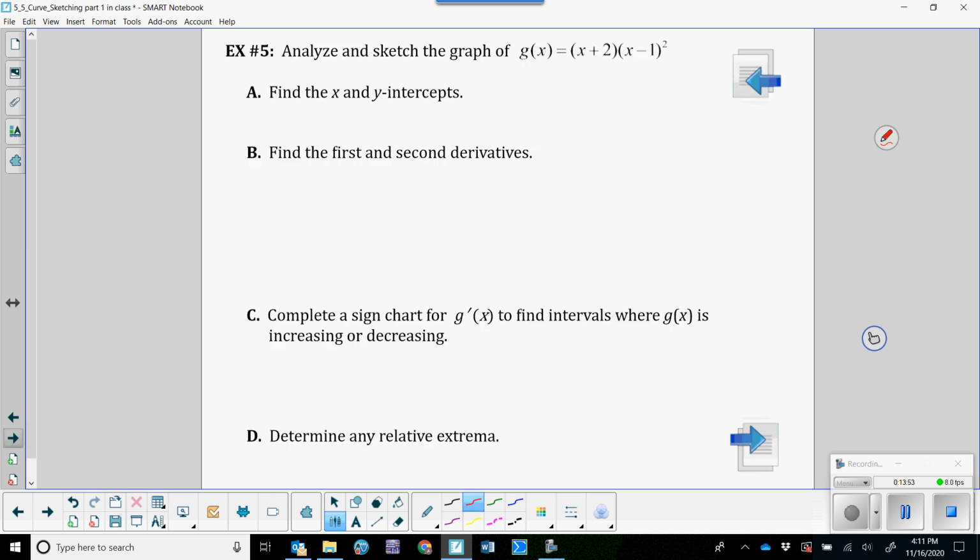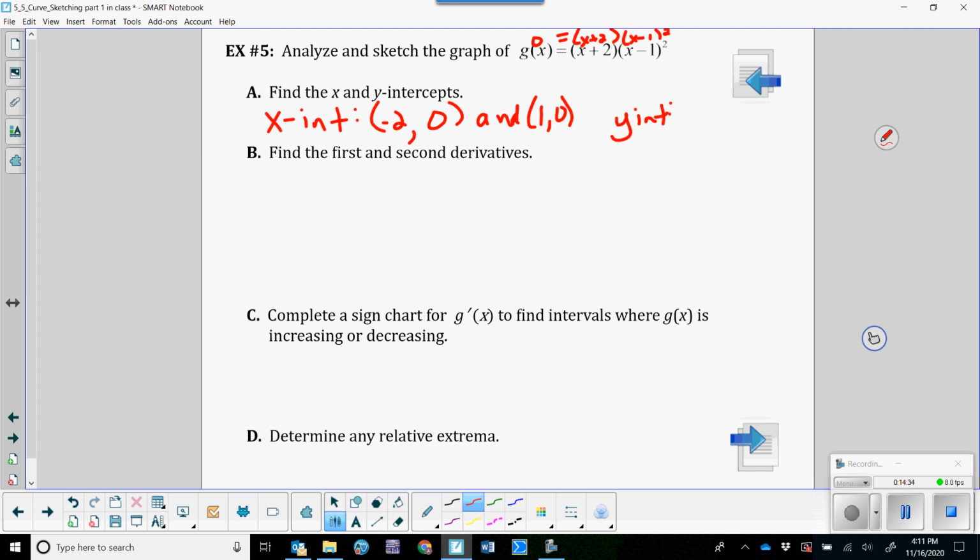So for this graph that we don't know what it looks like, that's kind of the point, we want to find the x and the y intercepts. To find x intercepts, they're points, and we're going to set y equal to 0. So if we set y equal to 0, that means we have 0 equals this thing, right? And so if 0 equals that, then we know that our points are (-2, 0) and (1, 0). So those are our x-intercepts.